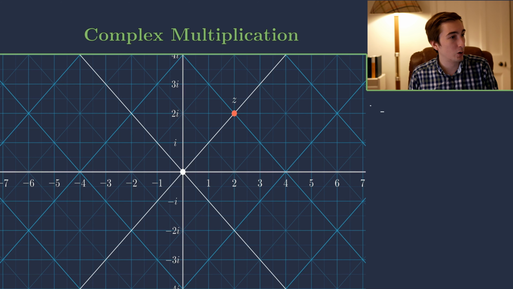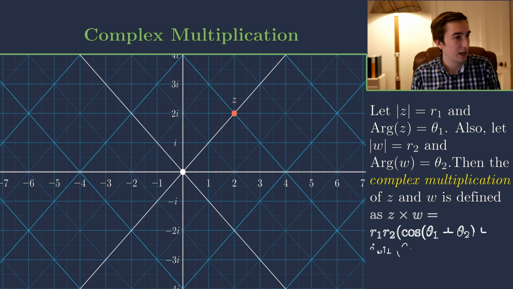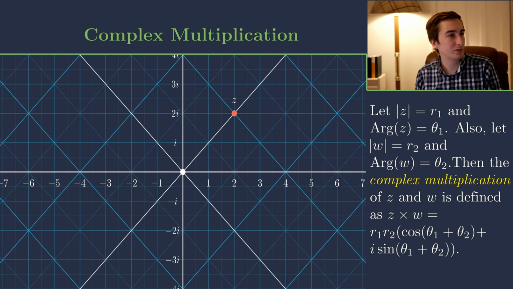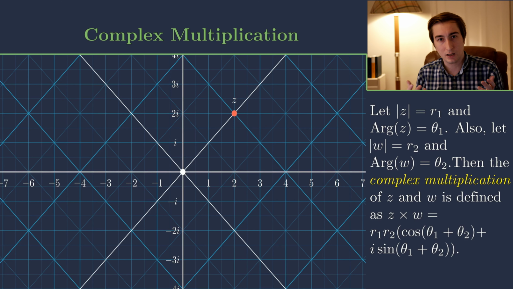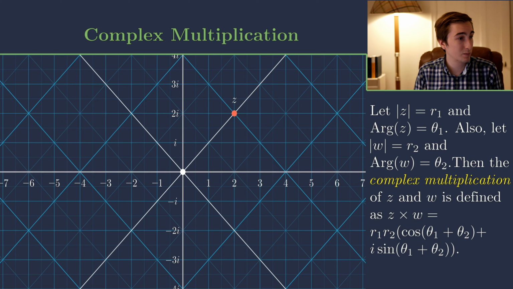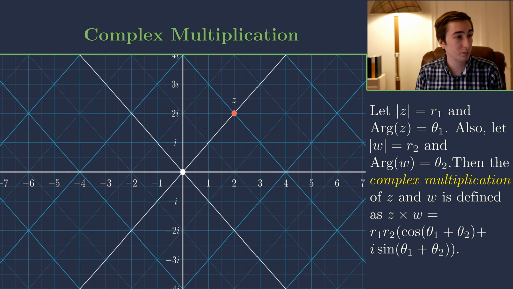Well, if we write them down in polar form, that's much more useful here, at least with this geometric picture. We take our complex number z, where its modulus is r1 and its argument is θ1, and we take another complex number w, in which its modulus is r2 and its argument is θ2. Then its complex multiplication is exactly what we've just seen geometrically. We simply add up the angles, so we've got θ1 plus θ2 in the cosine and sine terms, and then we just multiply together the moduli.